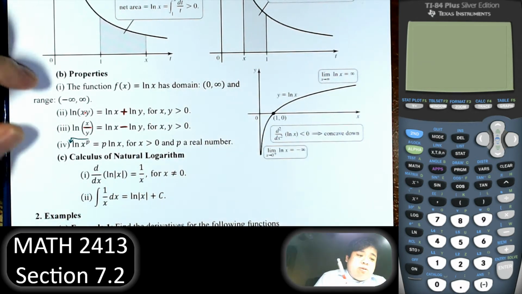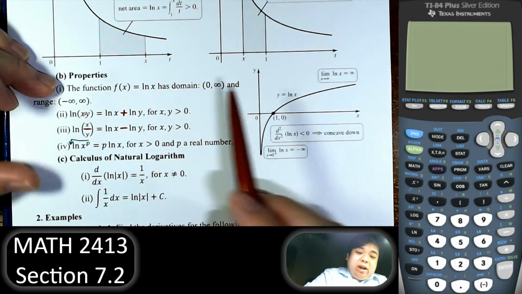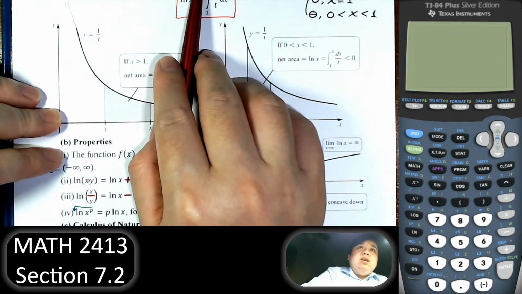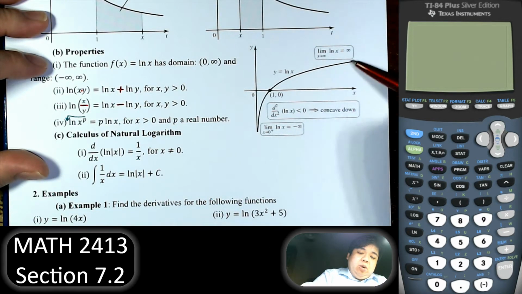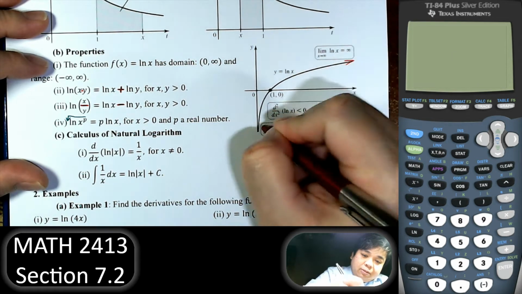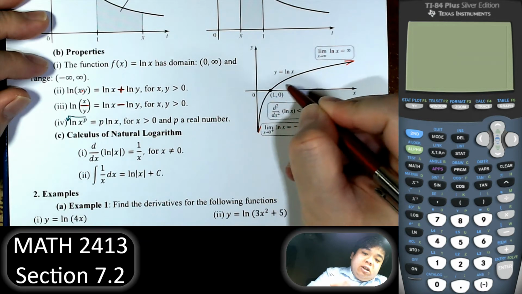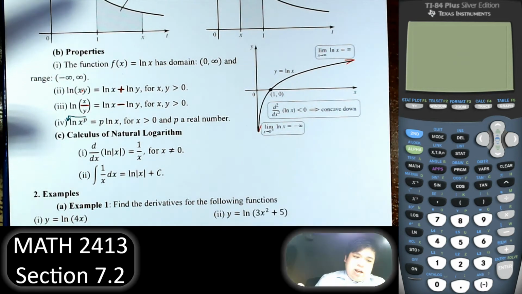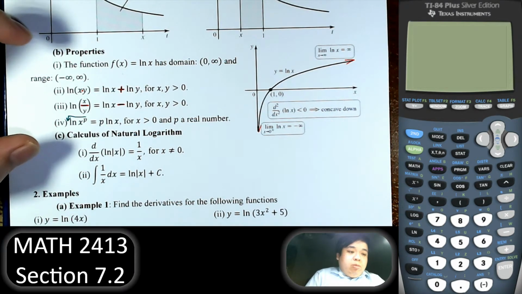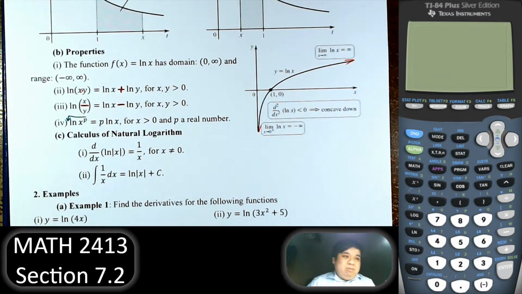And finally, the properties of the natural log: the domain is from 0 to infinity, because we said x cannot be negative, and the range is negative infinity to infinity, and the graph of the natural log function looks like that. So the properties of the log are obviously important, but the most important things we study about this are, of course, the derivative and the integral.